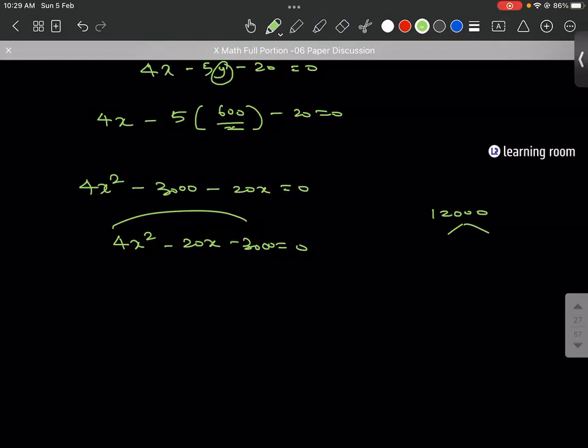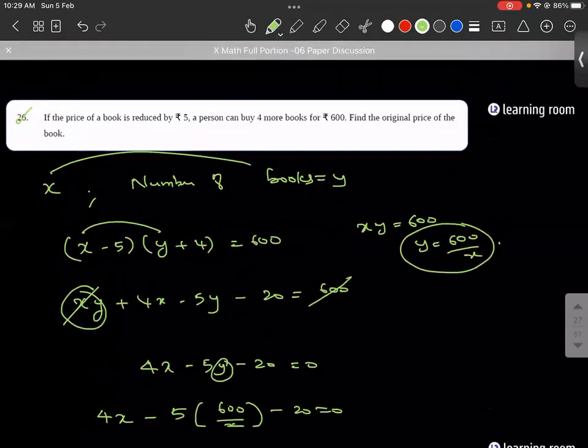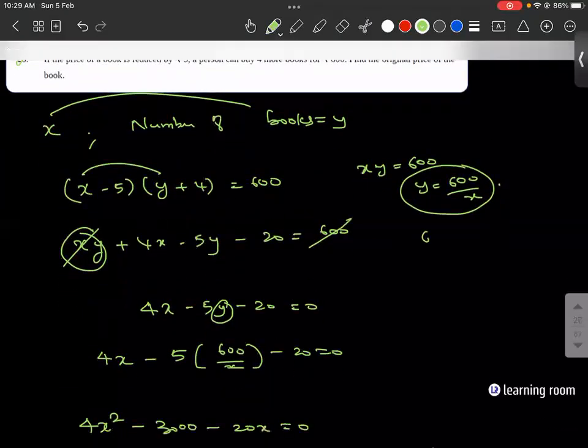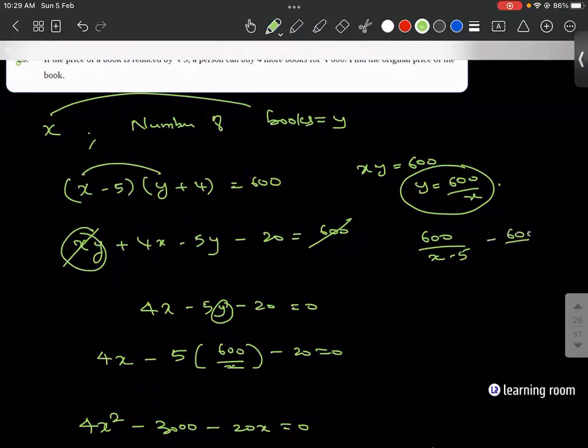Sorry, actually I did it differently. I wrote it as 600 by X minus Y, I mean, 600 by X minus 5 minus 600 by X is equal to 4. So I did it like that instead of taking 600 by Y. Both are the same. Yes.